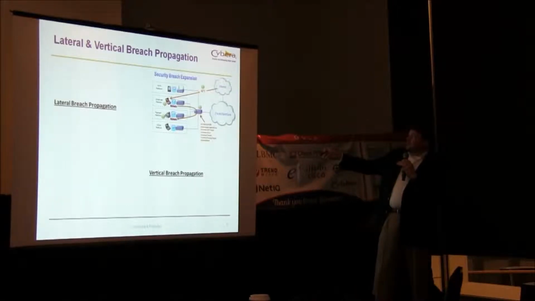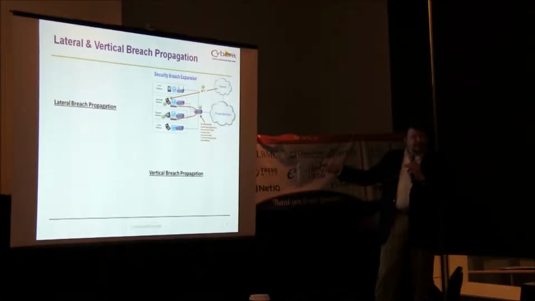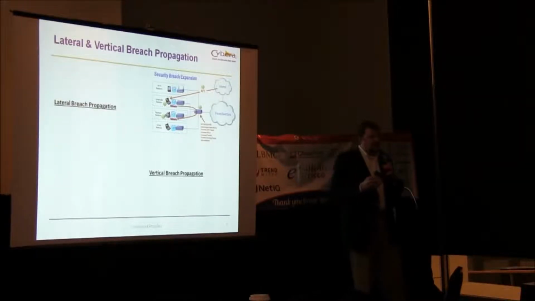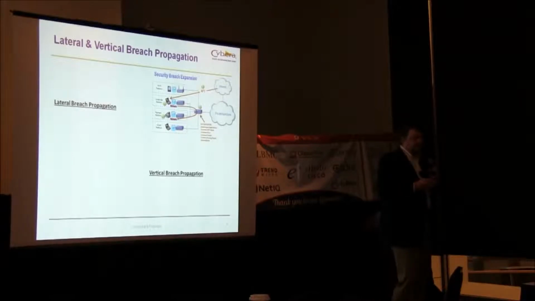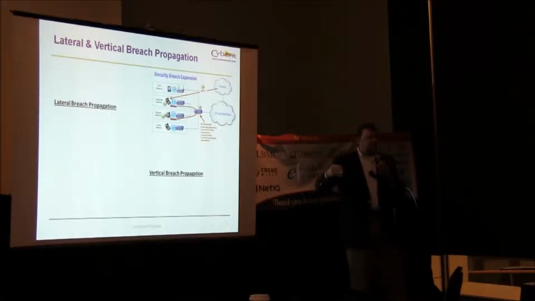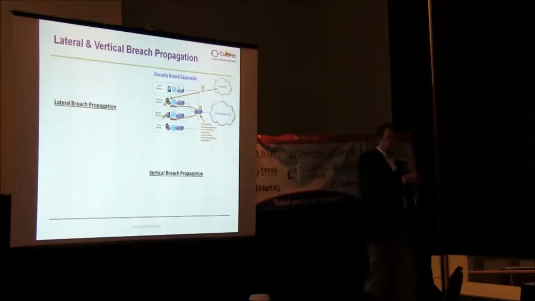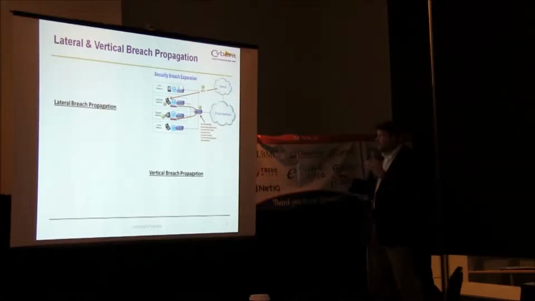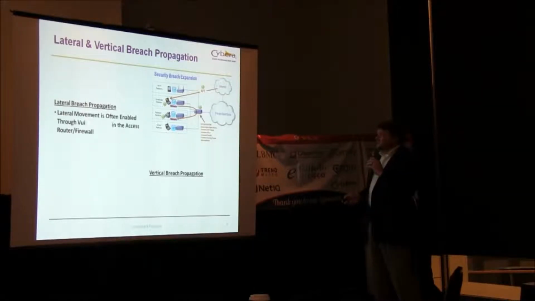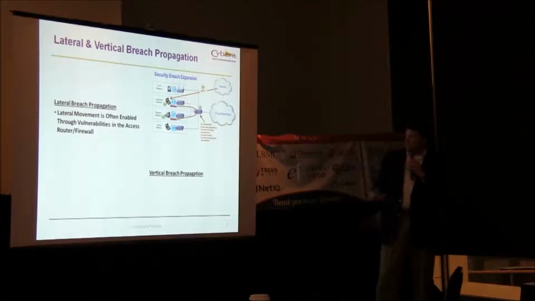So one way or another, they're getting to the core firewall that's running this, and they're finding the vulnerabilities that are there to basically hop the VLAN or find the other route into the other networks, because they're all using common shared routing and security resources. That creates the opportunity for lateral propagation. If that opportunity wasn't there, there's nothing to leverage to hop networks and get into the other networks and propagate that breach. So lateral movement is often enabled through vulnerabilities in the access router or the firewall.